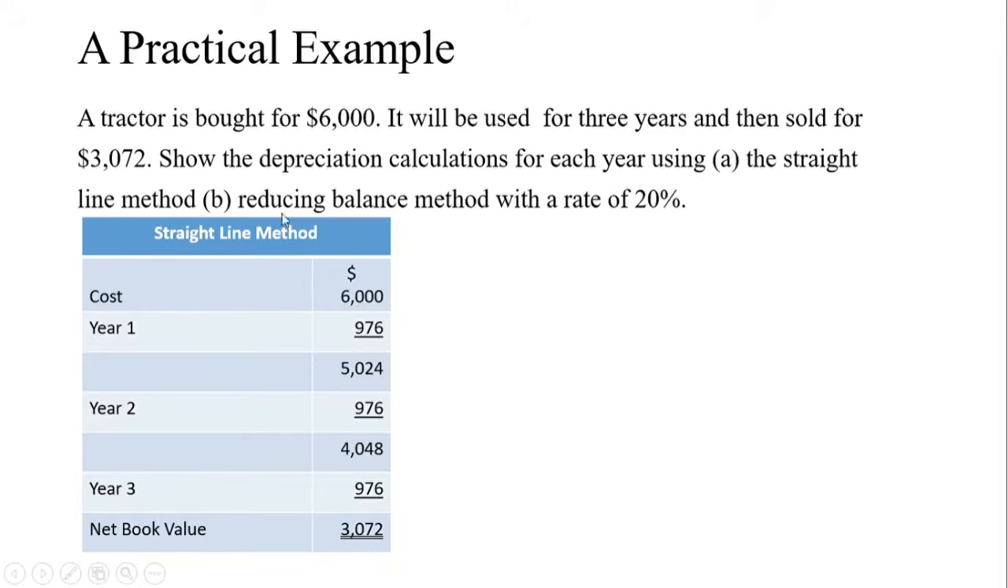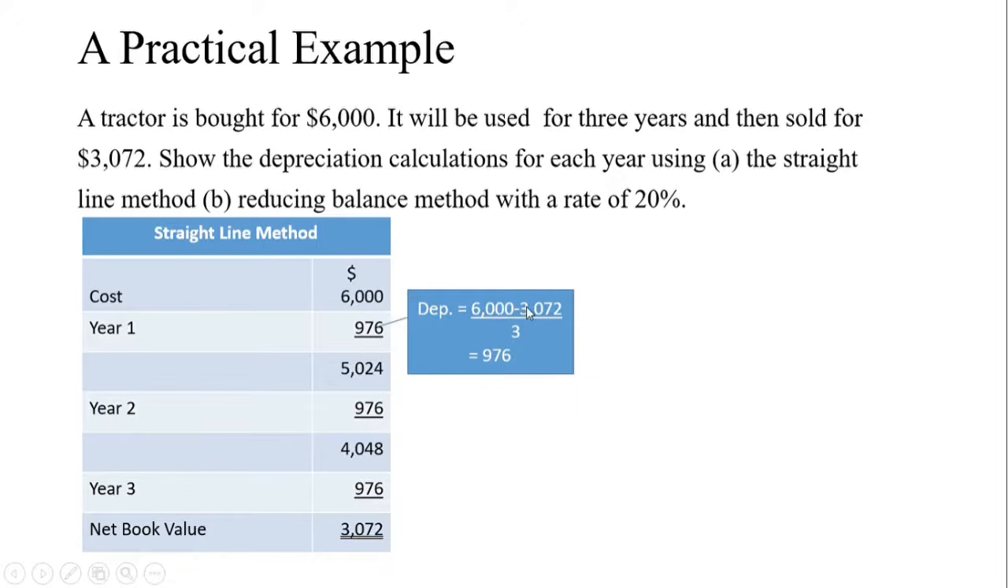So you look at the straight line method here, we see we have the cost, which is $6,000. The first year depreciation is 976. But how did we get the 976? We use the formula. So the formula is depreciation equal what?